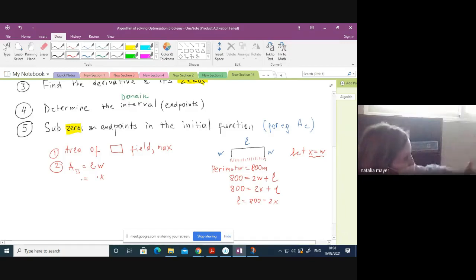So I'm going back here, right? It's going to be X times, and instead of length, 800 minus 2X, times X. Guys, do you have questions about this equation? No? Good? No zeros, right? Okay, so let's move on.